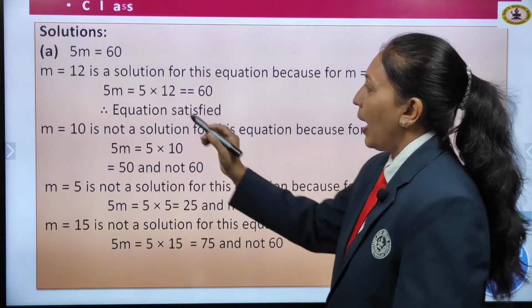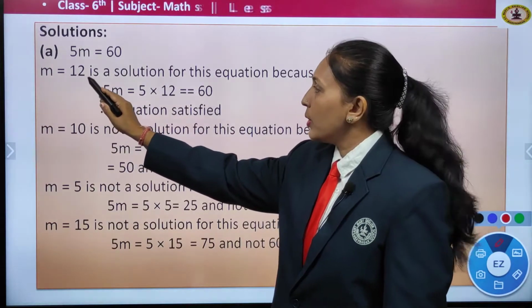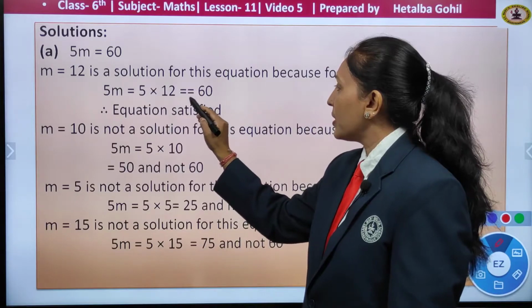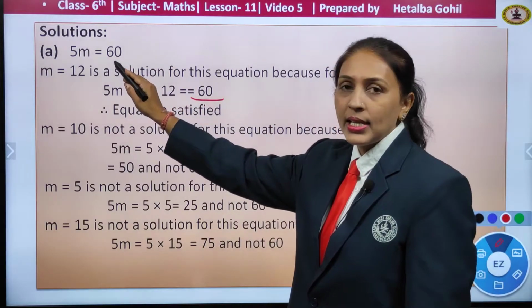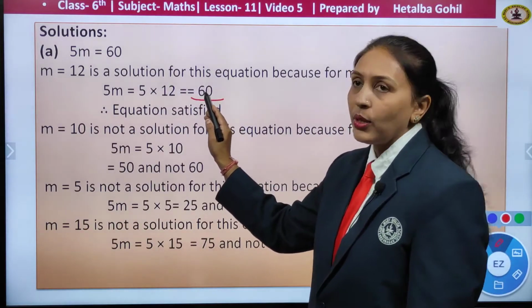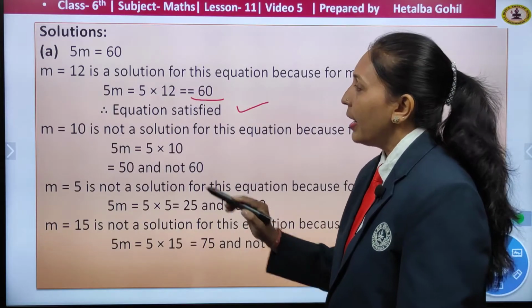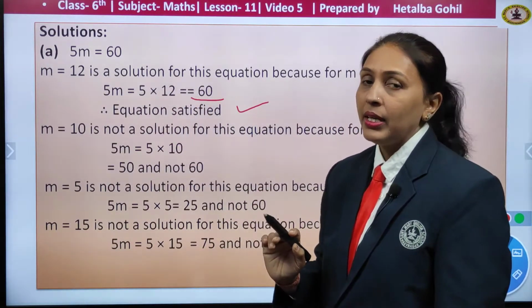First one, 5m equal to 60. First taking m equal to 12, 5m is equal to 5 into 12, which is equal to 60 here. That means both the sides, LHS and RHS, both the values are equal. Hence, I can say the equation is satisfied and m equal to 12 is the solution to the given equation.